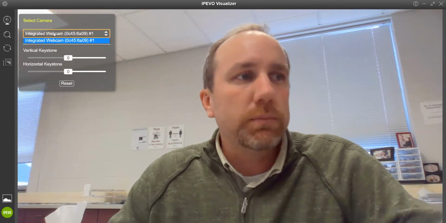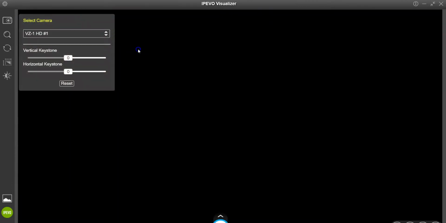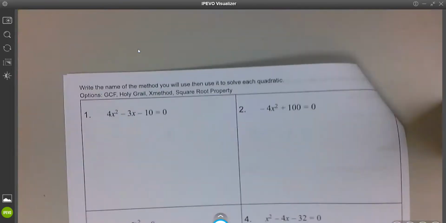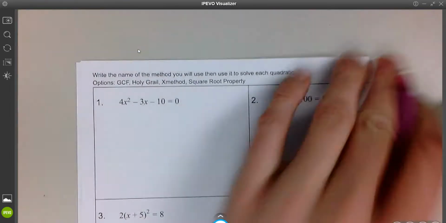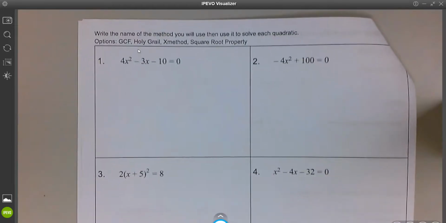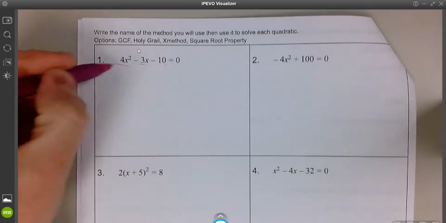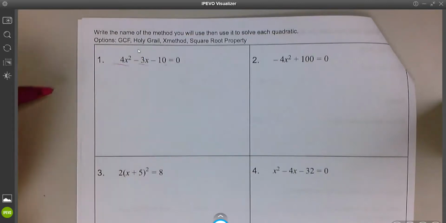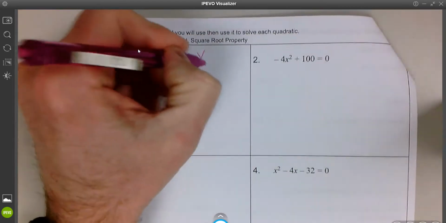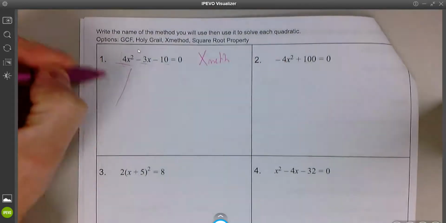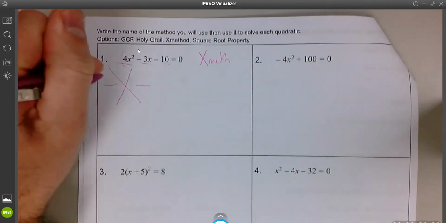So technology, let me turn this on. Okay, so here, we took the notes. This is the back of the notes. It says to say which method you're going to use to solve this, and then go ahead and solve it. So let's start with this first one. This first one has that flavor, ax squared plus bx plus c, but a, the very first number, is not 1. That's leading me to the x method. This first one will be an x method problem. We'll draw an x. We'll set it up, and then I'll let you guys finish it.